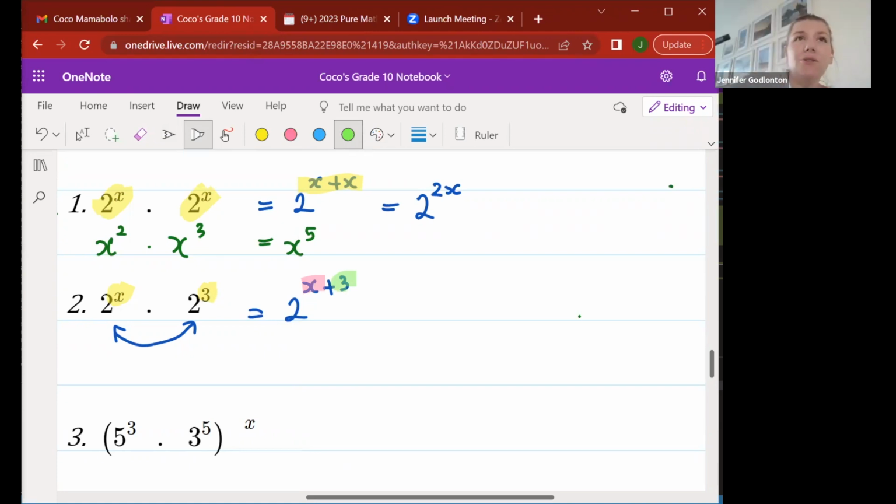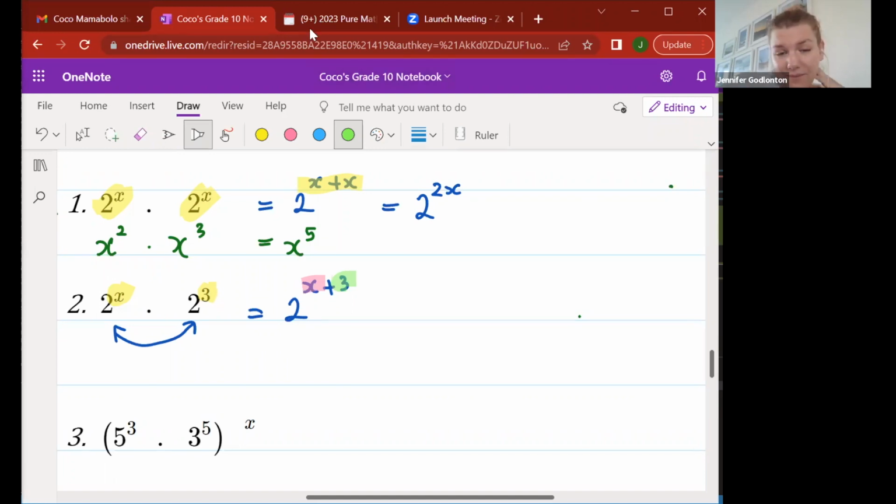If you were given a normal algebraic question that said x plus 3, you guys would be like, yeah, that's x plus 3, I can't do anything. But when it becomes exponents, our brain is like, we should do something, but you can't. They're not the same, so we have to leave them.